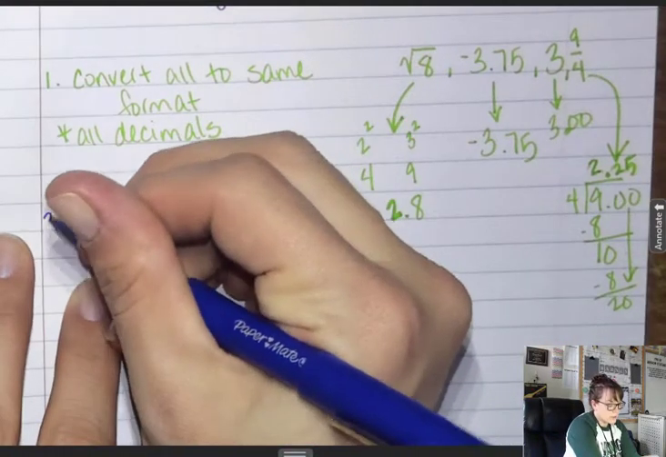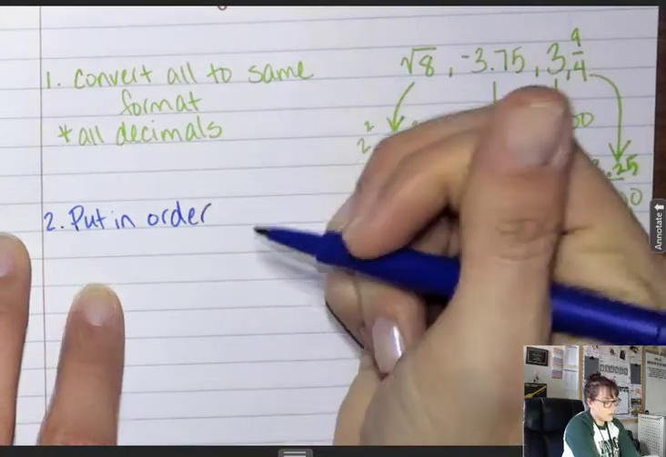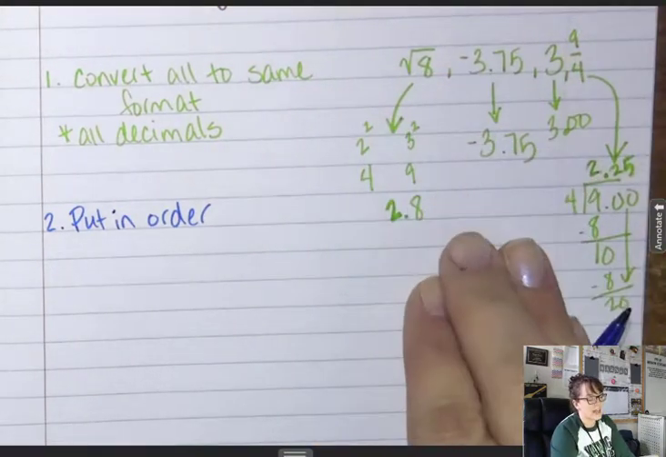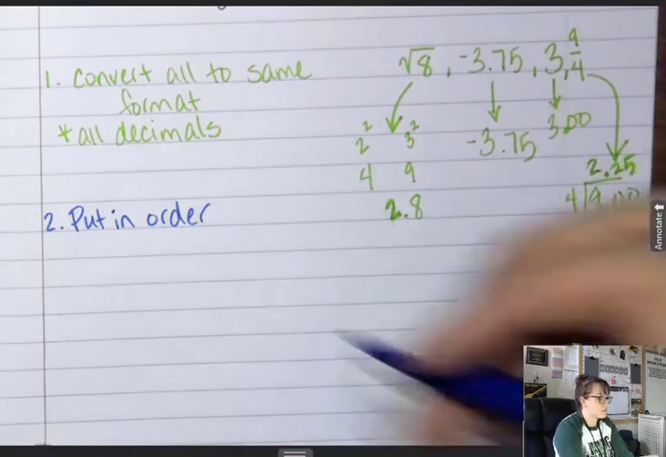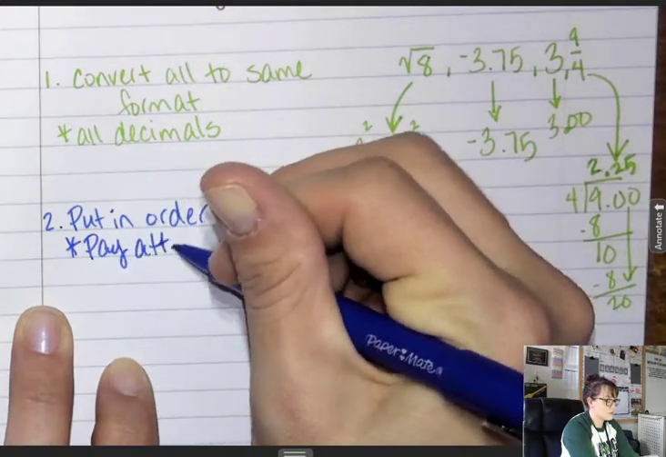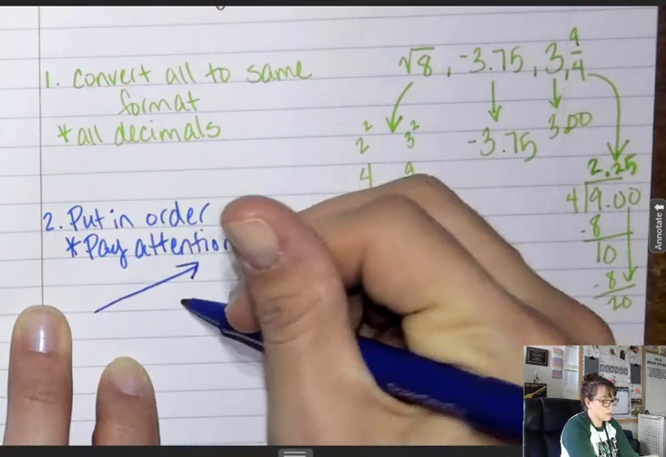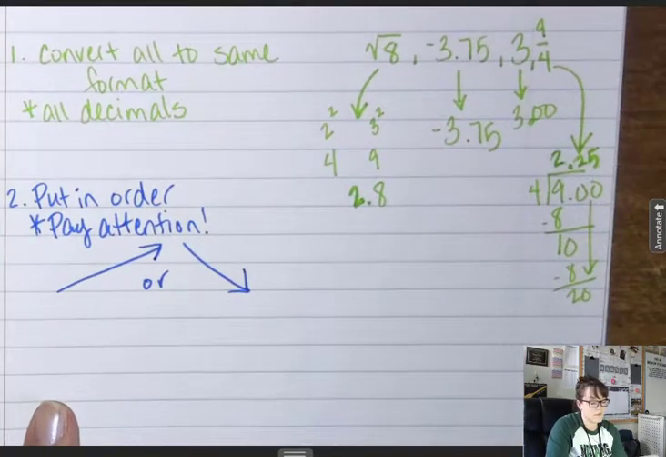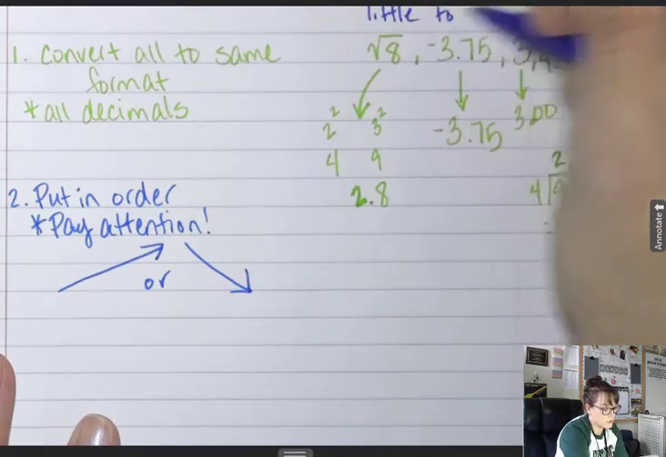Step 2, we need to order them. Put in order. That's it. Pay attention to what it's asking for. It breaks my heart when you do all of this work and it asks for littlest to biggest and you put them in order from biggest to littlest. So make sure you pay attention to the directions. Is it littlest to biggest or biggest to littlest? Is it asking you to go up or is it asking you to go down? So this one I'm asking you from littlest to biggest. Little to big.